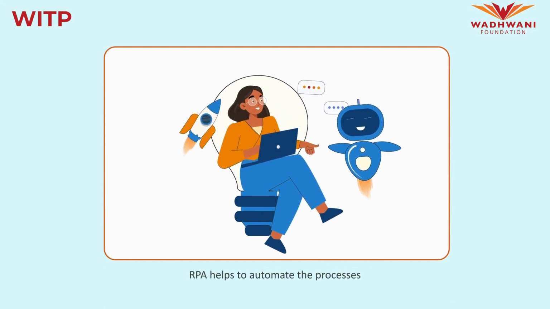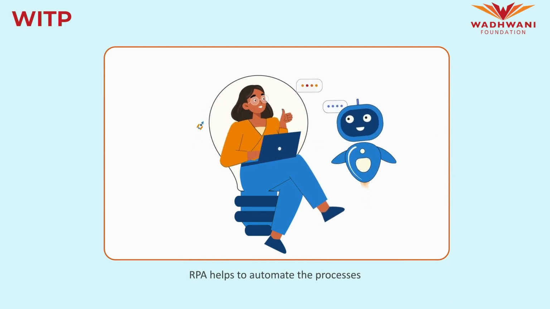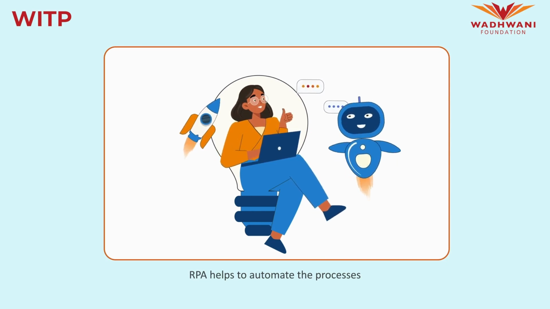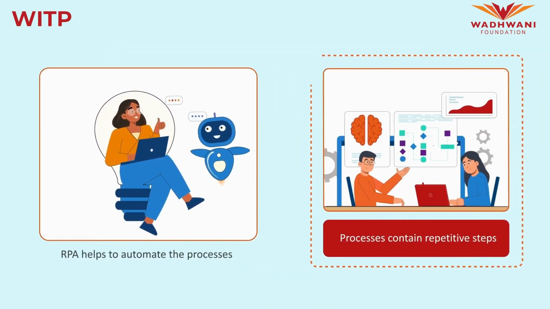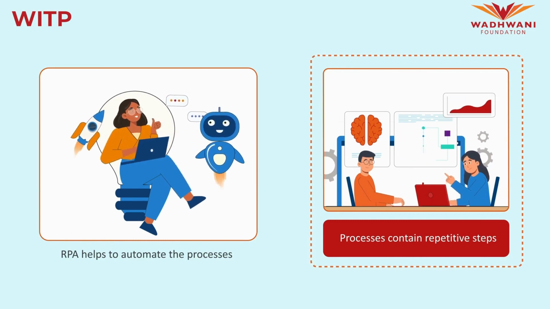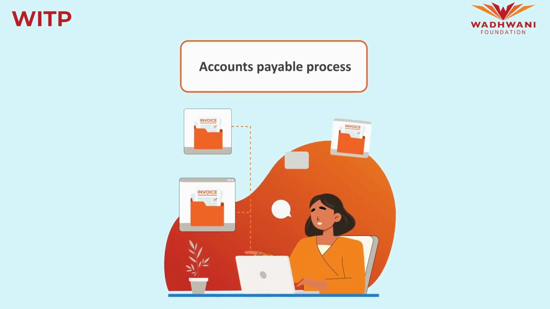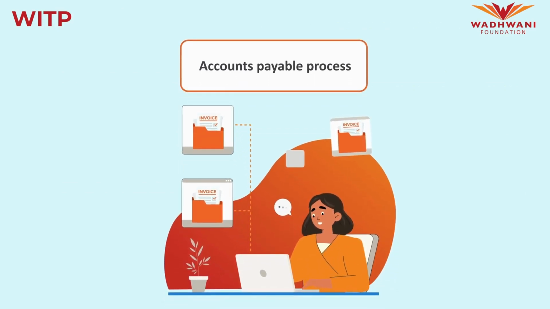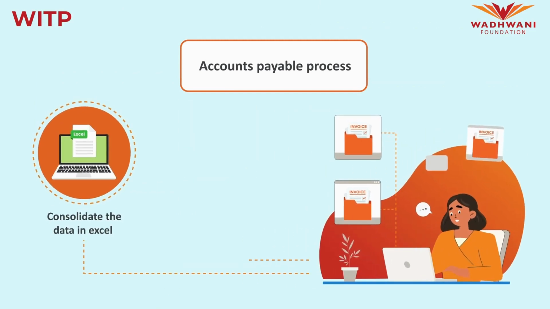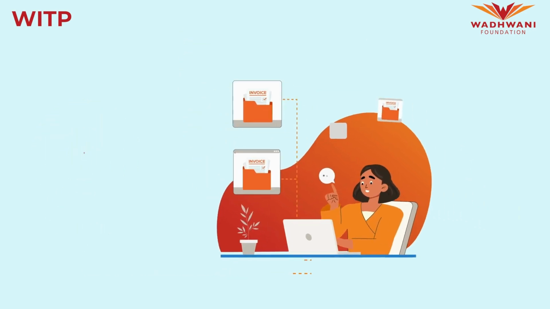RPA helps to automate the processes in the organization. Every company has its own set of processes in different departments and verticals. If observed, some of these processes contain repetitive steps that an employee needs to perform repeatedly. For example, in the accounts payable process, an accountant in the company needs to extract information from bills or invoices, consolidate the data in Excel, and later enter the same data in the ERP system.